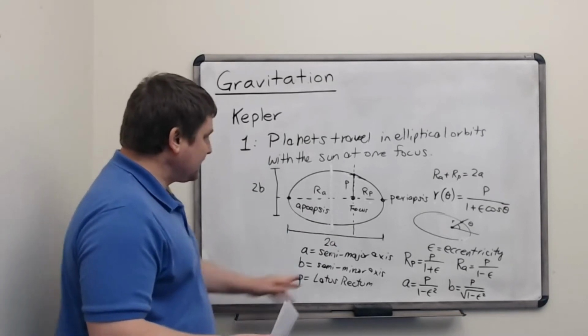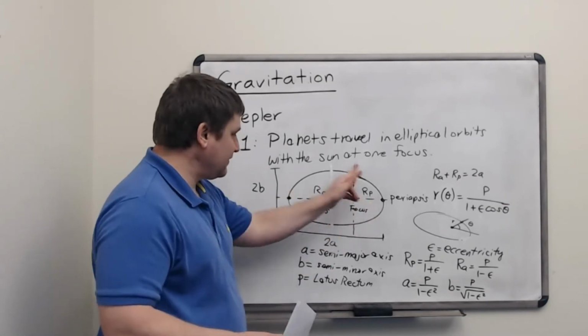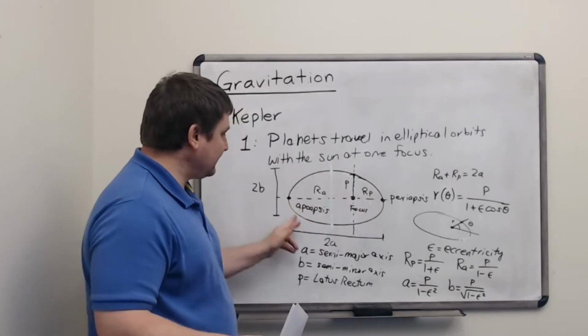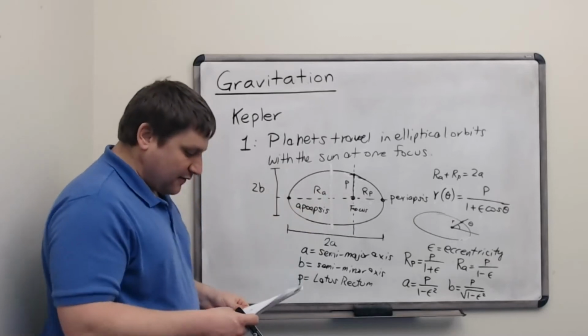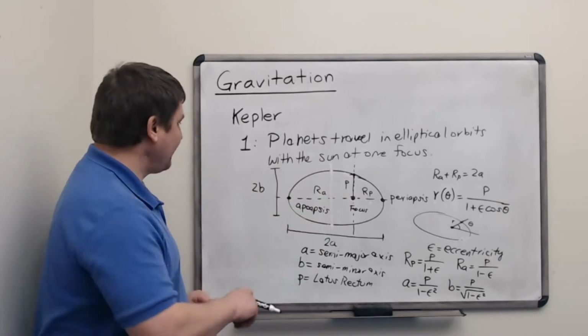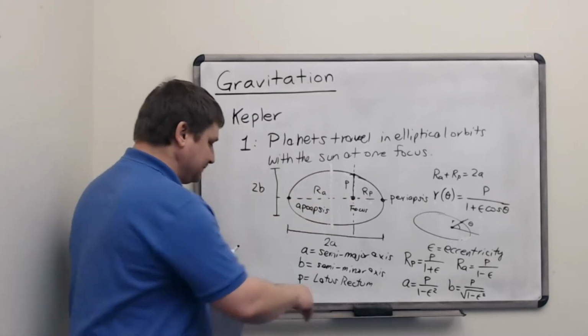Now the planets go around on this trajectory. They follow the edge of the ellipse, while the sun sits at one of the foci. So that is the first law.